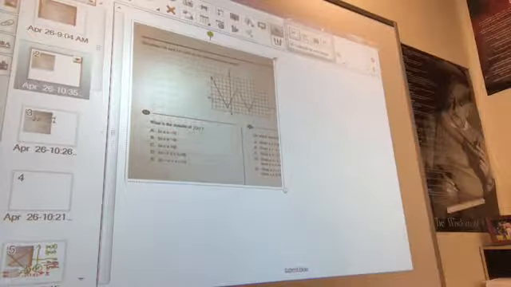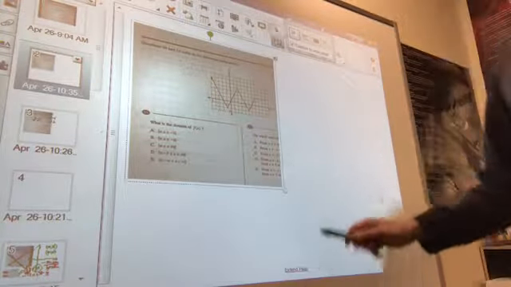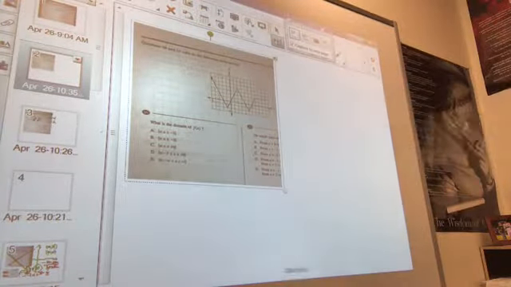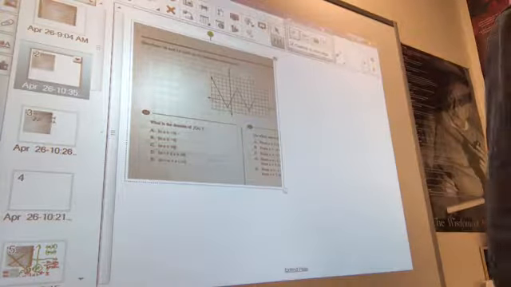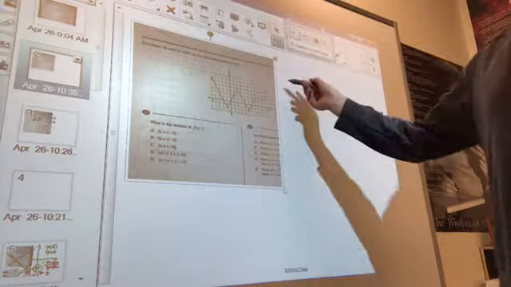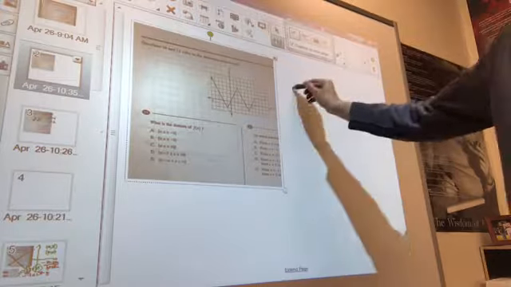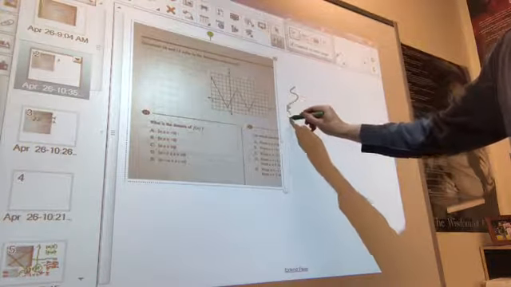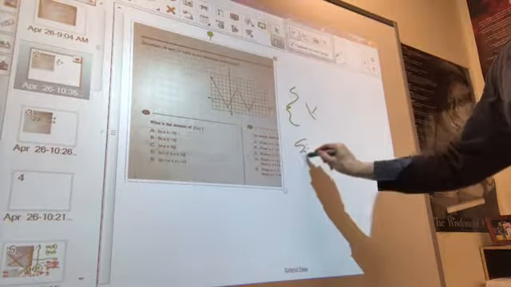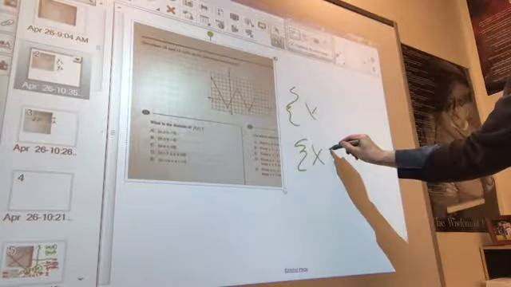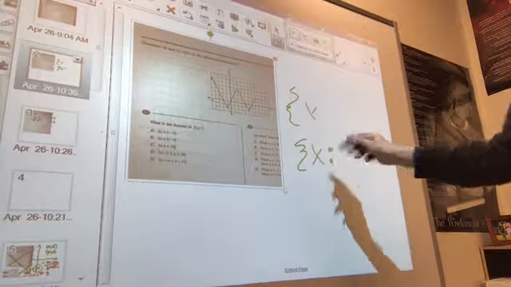What does domain mean? Domain means what possible things X can be. And this is called set notation, and what it means is the set of all numbers for X. I didn't draw that very well. So the set of all numbers of X, and these colons mean "such that."